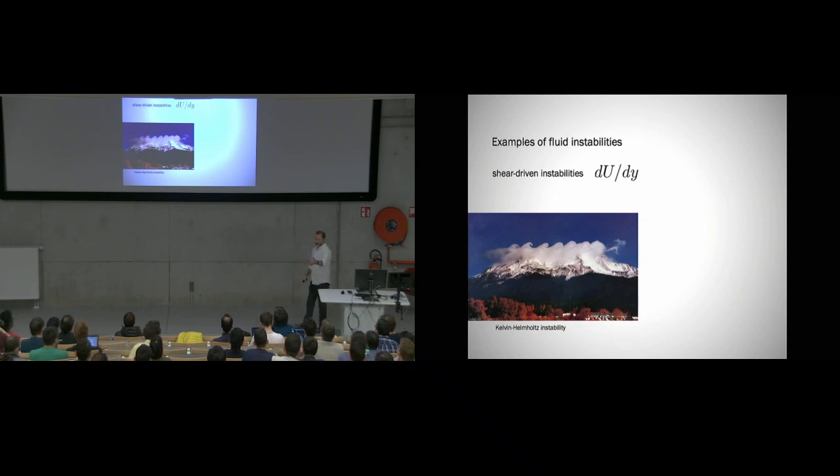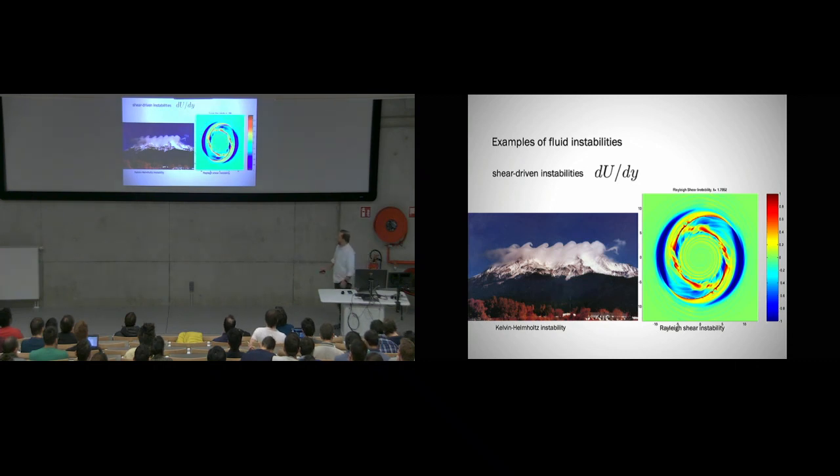The most common ones are probably shear-induced instabilities. So we have the U_y, which causes positive feedback in the flow that creates some patterns. For example, the Kelvin-Helmholtz instability of that lenticular cloud hanging over a mountain. A little bit more from a simulation: this is the Rayleigh shear instability of a rotating disk.